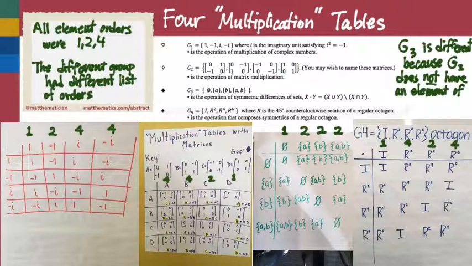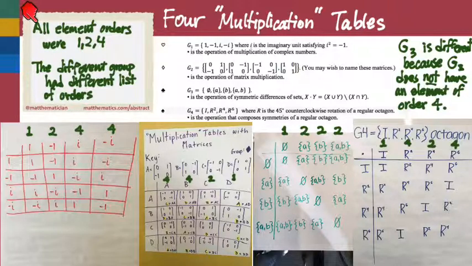And so this is a really powerful way of distinguishing between different groups. If I can know the orders of all the elements in my group, then that's going to give me a lot of information and a lot of potential disagreements between that group and other groups that we might be studying.